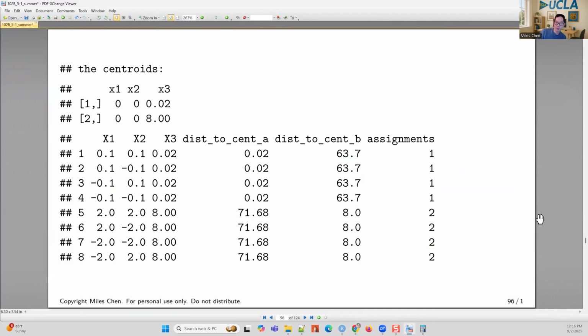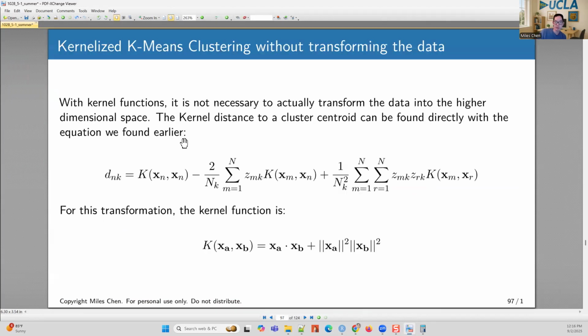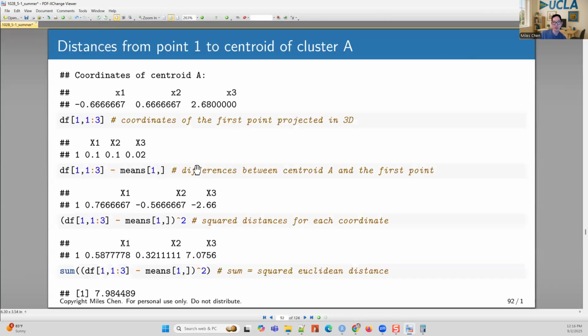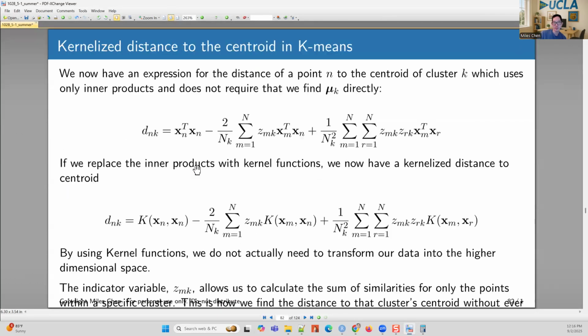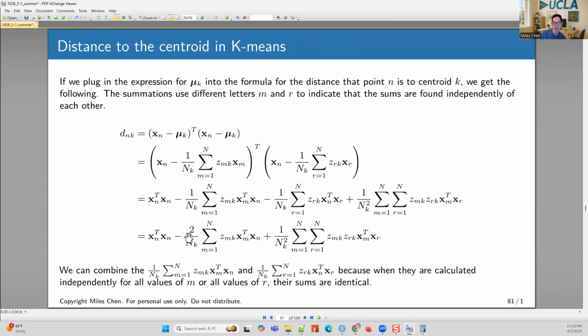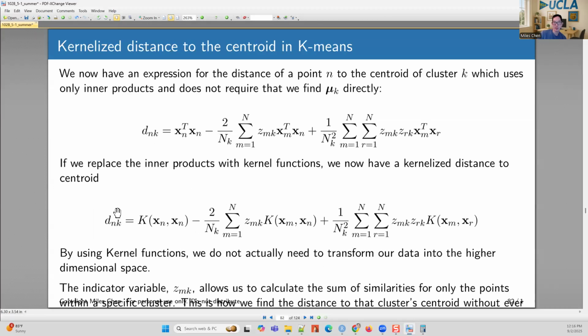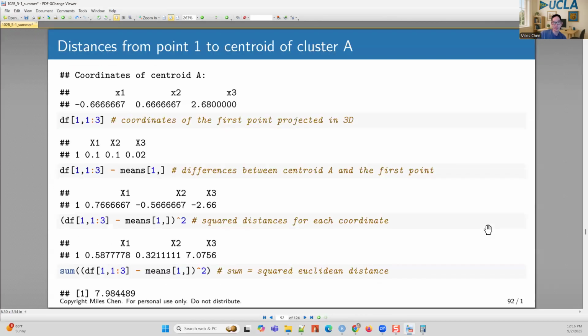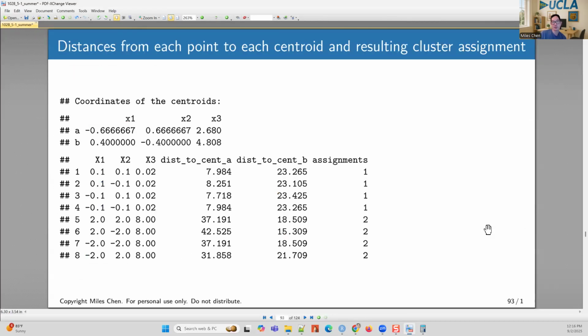But with the kernel functions, we don't actually need to figure out the locations of the centroids. Okay, so we don't actually have to transform our data into 3D. We can use that kind of crazy summation formula from back on these slides, basically using this result. And we can say, all right, we're able to calculate our distances using the kernel functions directly without actually having to figure out these centroids. Okay, so pay attention to these distance numbers.